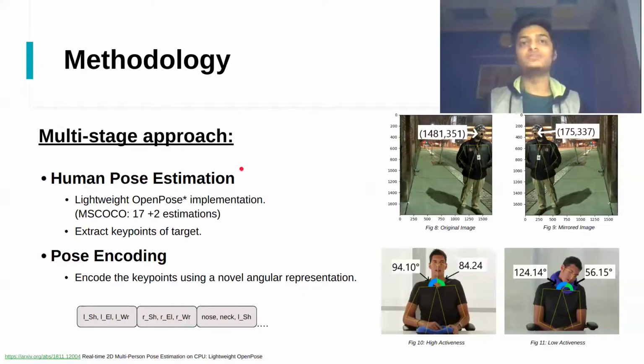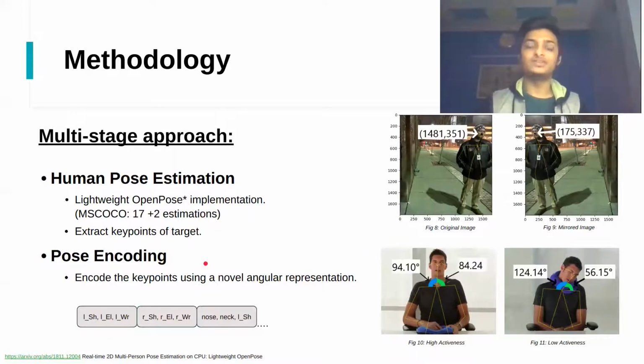So the human pose estimation module, what would it give us? It would give us the exact key points of the target in the coordinate space. And after that, we needed to convert it into an encoding. How do we do that? We convert it with a pose encoding module.